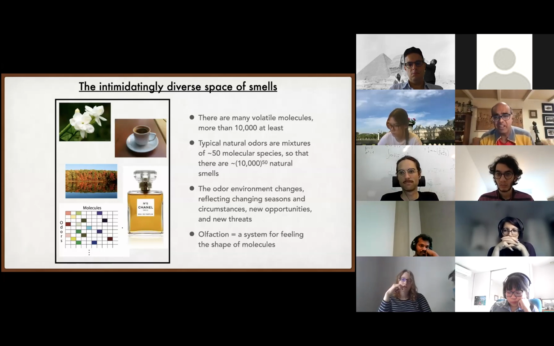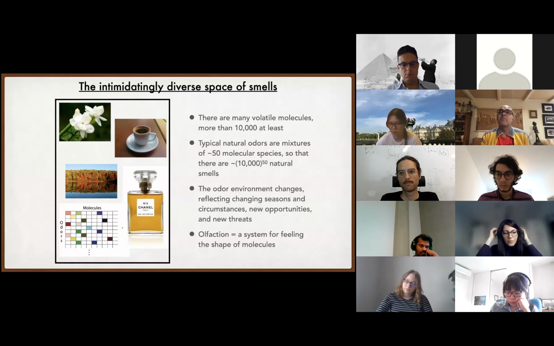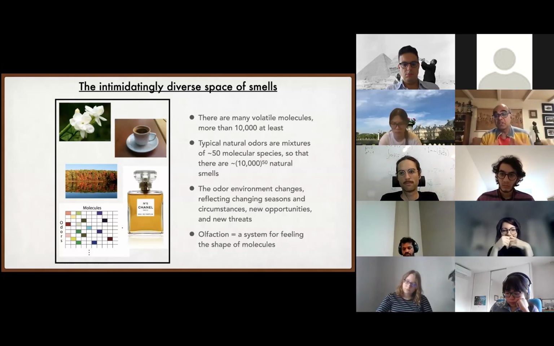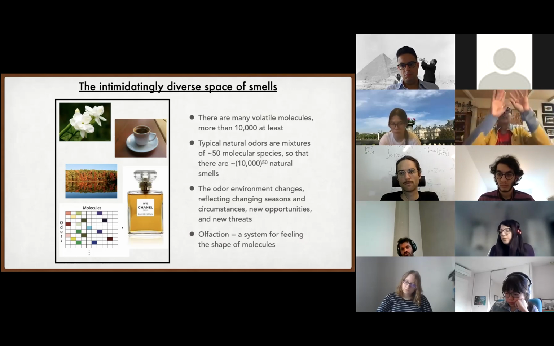So what's interesting is really olfaction is in some sense a sense of touch. It's a method for feeling the shapes of molecules, because smell is really about the shapes of molecules. So you have a combination of 50 odorants. You want to feel their shapes and somehow come up with the percept. So how do you do this?